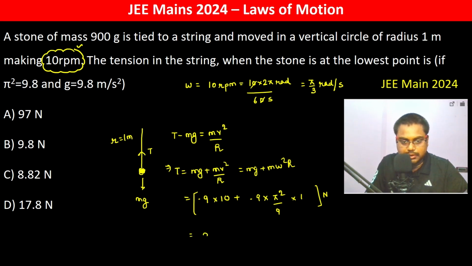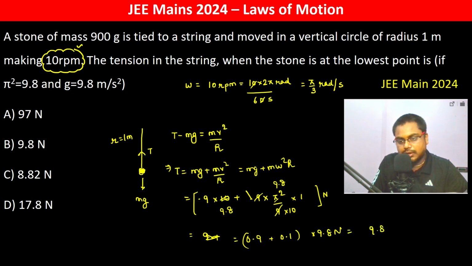So therefore it's going to be 9 plus, this is 10, so gone, and g is taken as 9.8. Okay, so this is 0.9 into 9.8, this also becomes 9.8. So this is basically 0.9 plus 0.1 into 9.8 Newton, which is 9.8 Newton. So therefore the answer is going to be B.